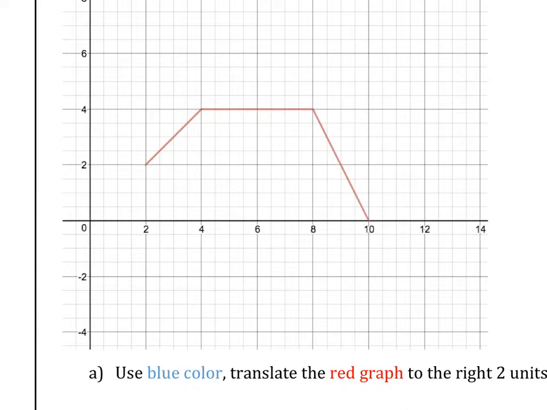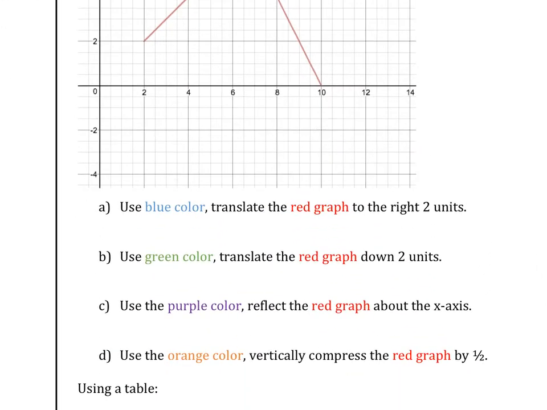Because the way my graph is drawn, there's too many little squares. That's not actually 1 unit. So like 2 goes to 4, that's 2 units, like 2 integers. So anyways, you're going to draw the same shape with a blue color by moving the red graph to the right 2 units. And so on. And then you're going to do A, B, C, D only, and then check with your partner and see if you guys have the same graph.